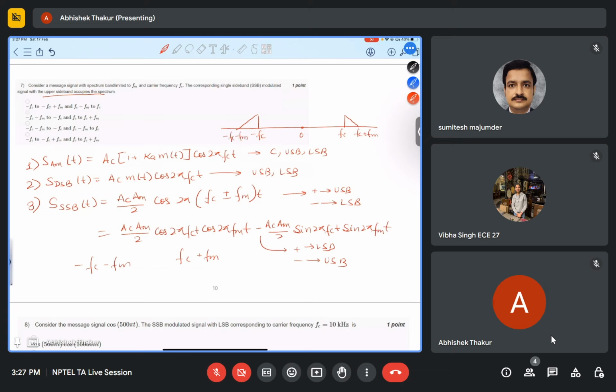Okay. So the correct answer is minus fc minus fm to minus fc. So this is correct. This is also correct. Next part is fc to fc plus fm. So this is only correct. This is wrong. So option B is the correct answer for this question.